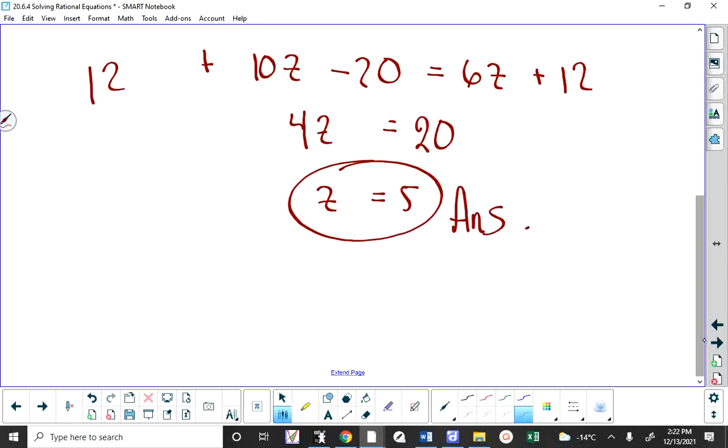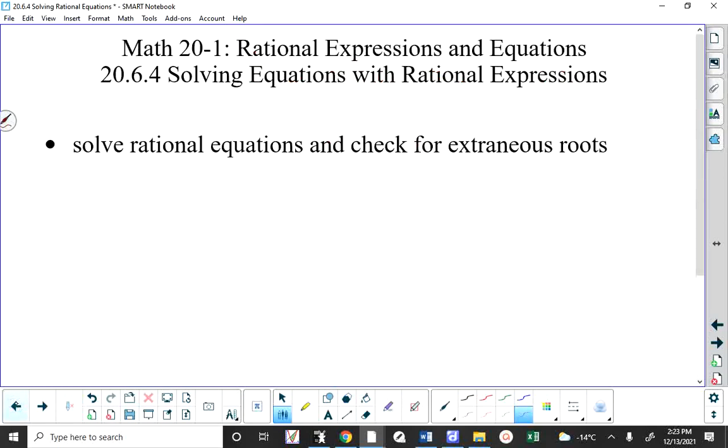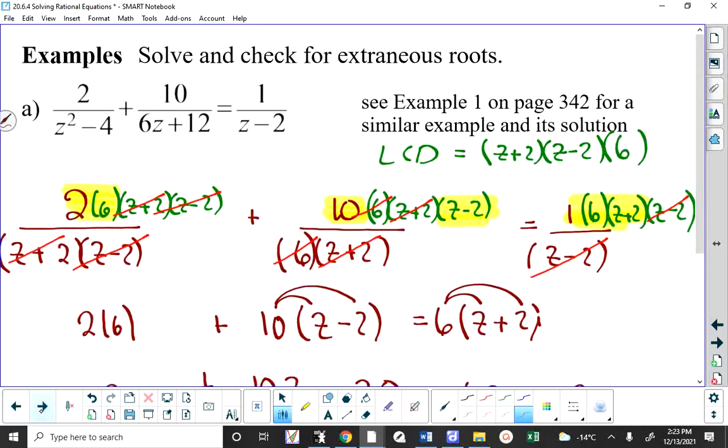But we need to check it because you could have extraneous roots. And then I'm going to explain to you how you can bypass that whole check thing with these questions. I'm going to go back to the original equation. There it is. You will notice, by the way, in your notes, it says if you need a further similar example to this, you can go to your textbook. And on page 342, example 1 will do it.